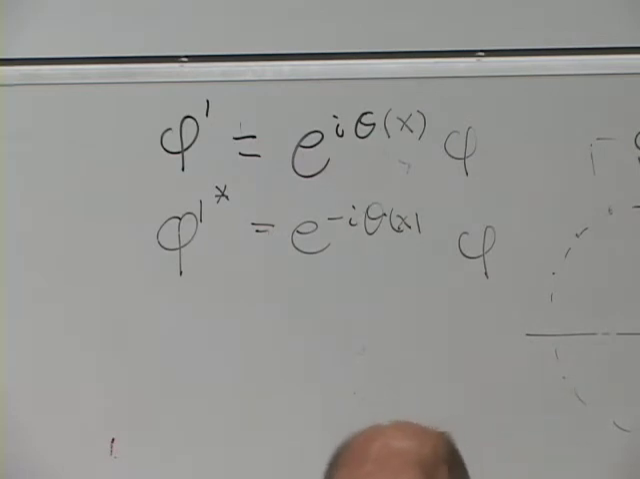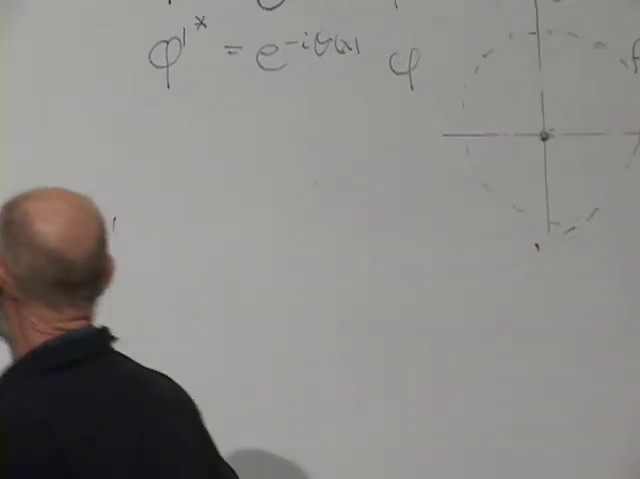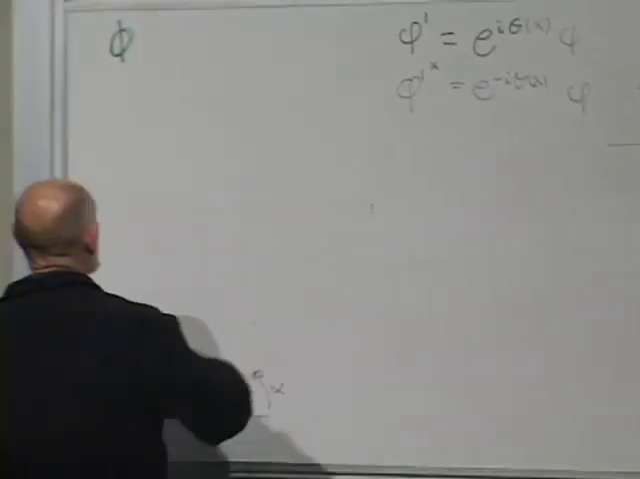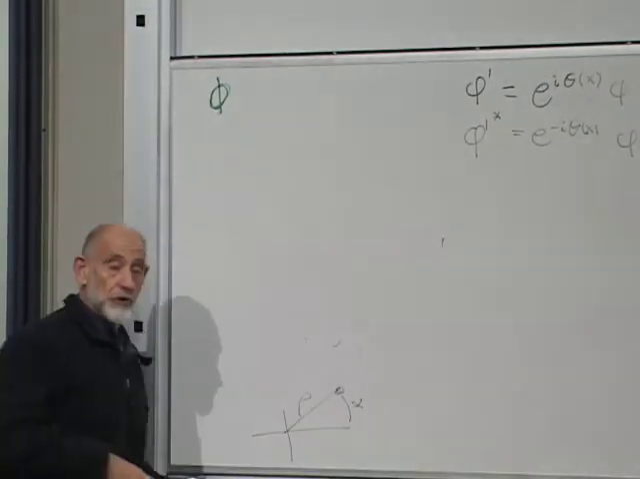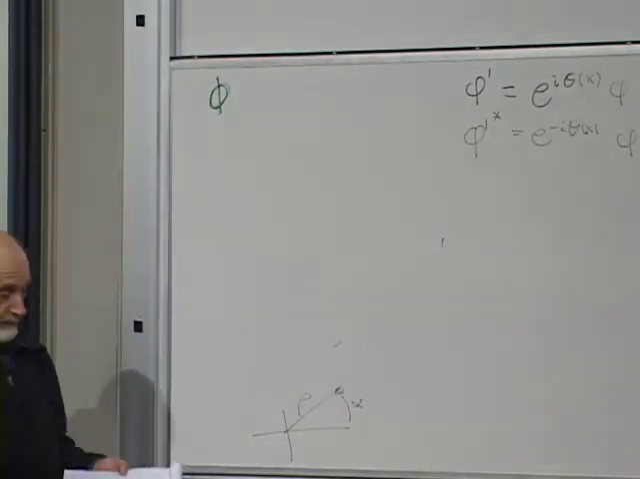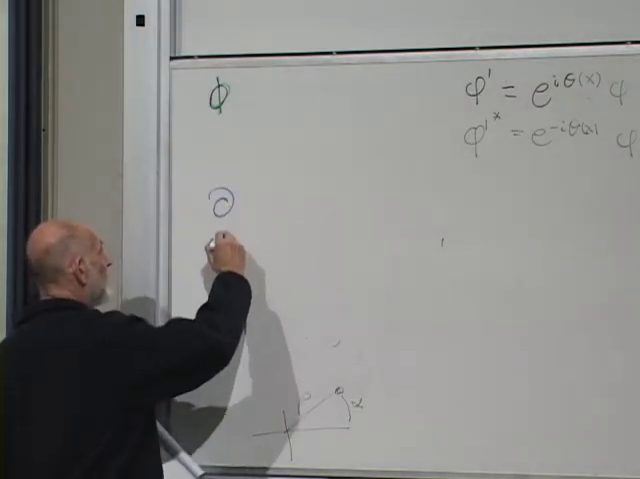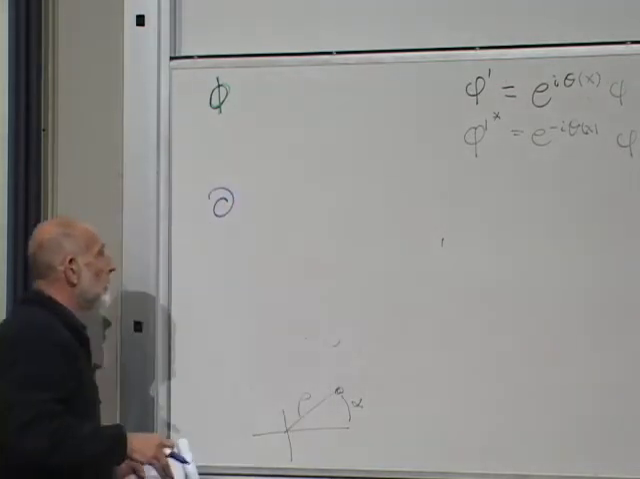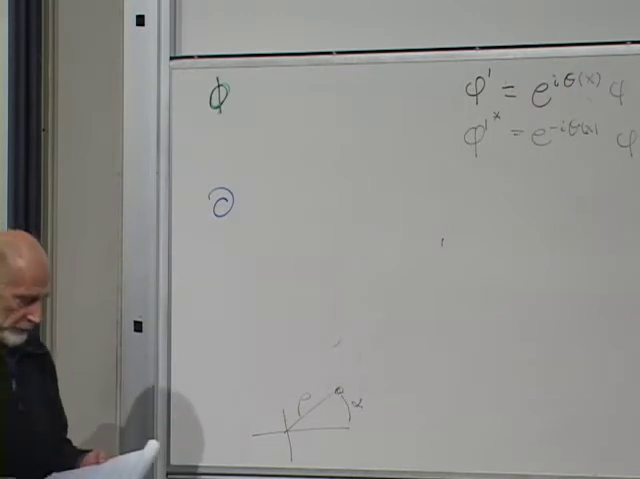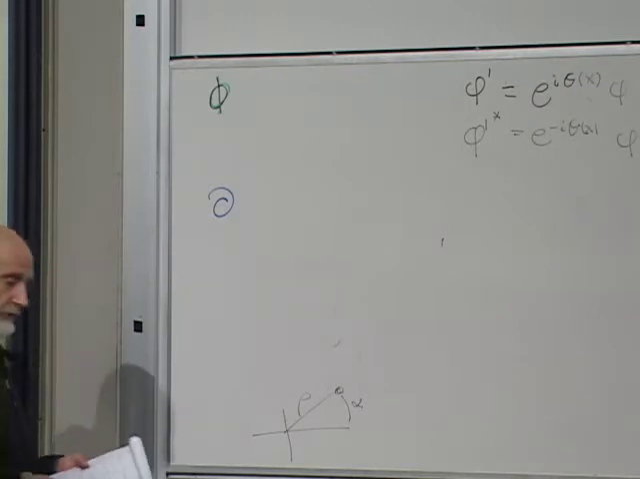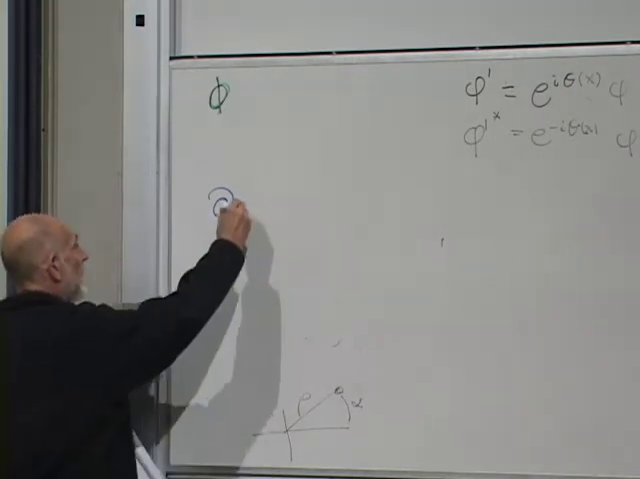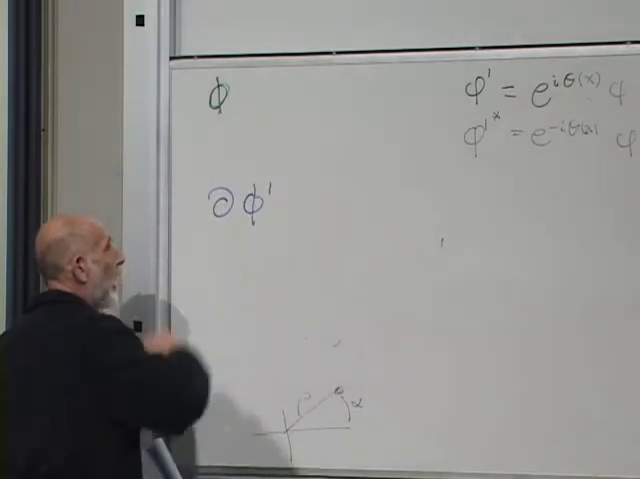Let's calculate the Lagrangian. Let's first calculate. Remember what goes into the Lagrangian. What goes into the Lagrangian is the squares of some derivatives and maybe some potential energy. So let's start with derivatives. The derivative, in an arbitrary direction, it doesn't matter what direction. Pick a direction, space or time, and calculate the derivative of phi prime.